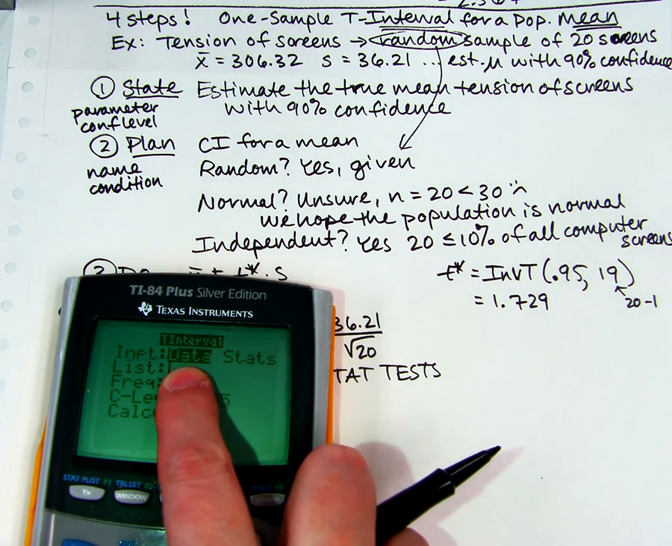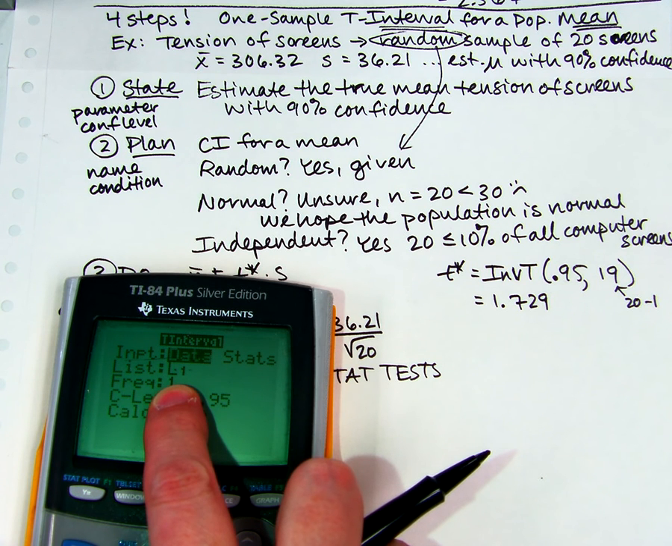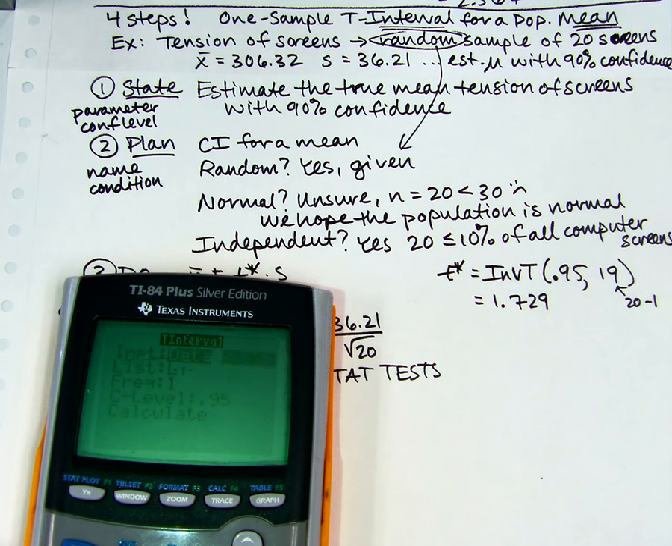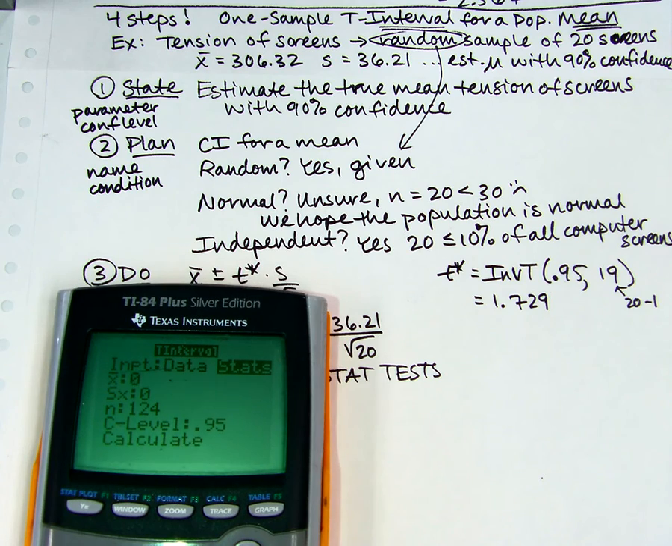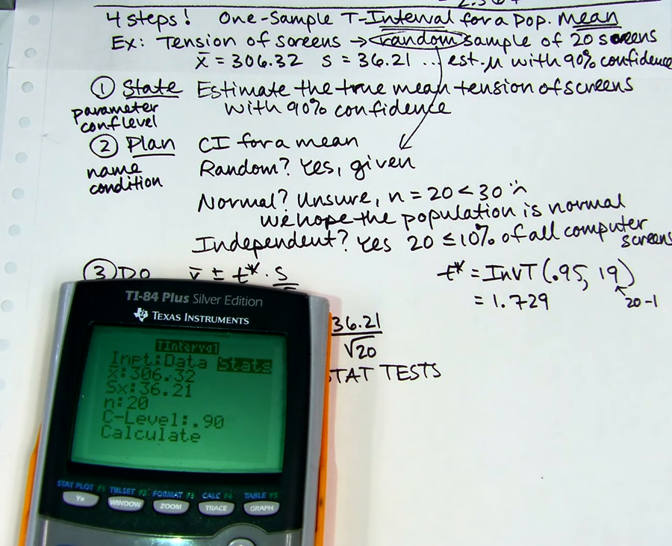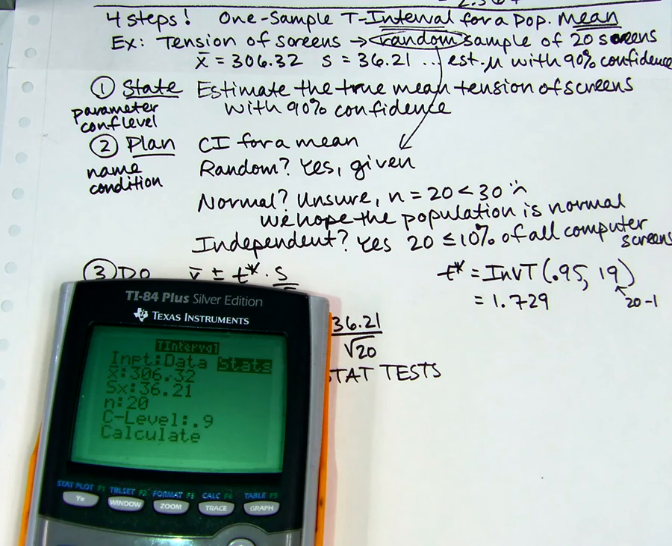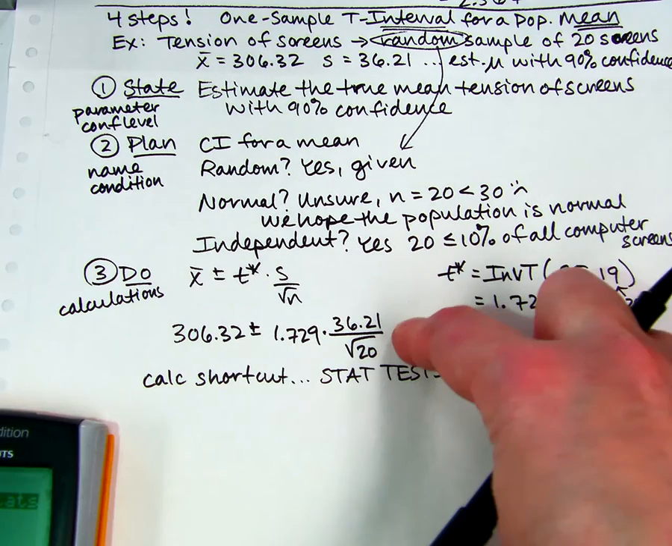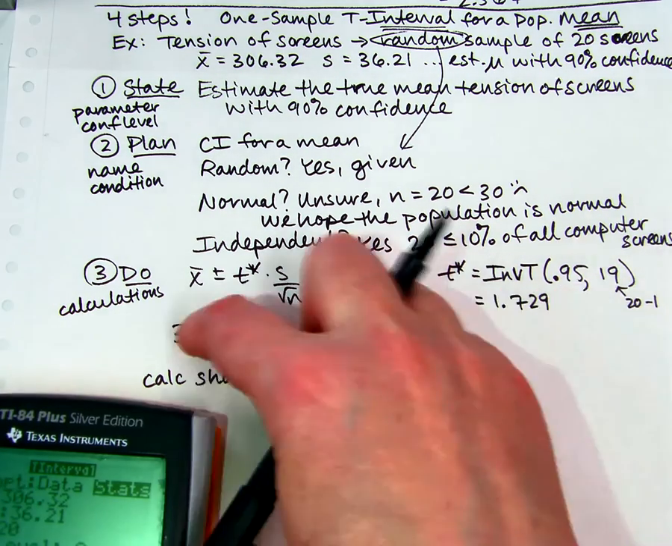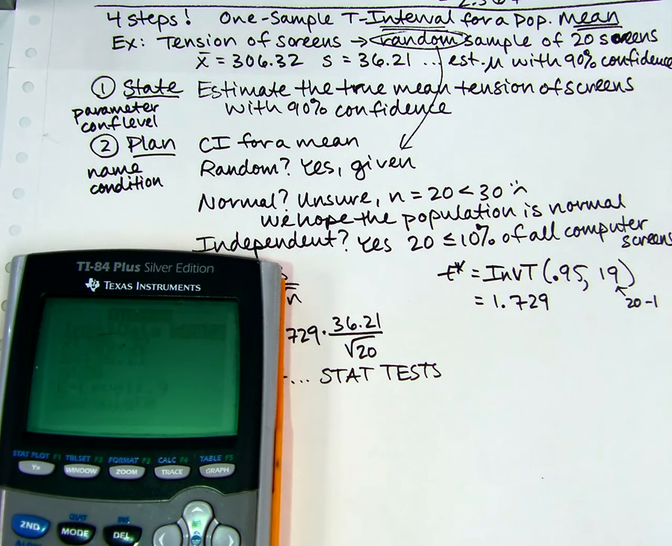You have a choice of data. So like if you have a list of data in list 1, you can do that, which we don't this time. Or you can choose stats, and then it asks you for that same information you probably are expecting, which is the 306.32. And S is 36.21. And N is 20. And the confidence level is 0.90. So you just type in all the stuff that you know from the problem, or like I said, if you know the data, you can give it the data in a list. And you hit calculate. I still would like you to write this out to prove that you know what you're doing, but then if you don't want to type all that, if it's easier to type it on the calculator shortcut, you can.